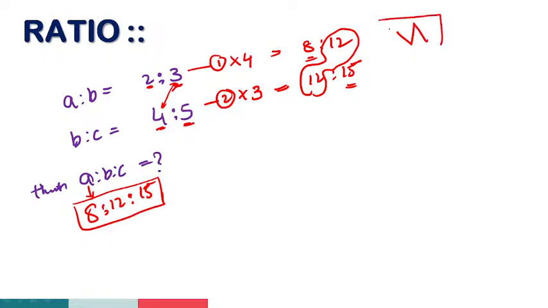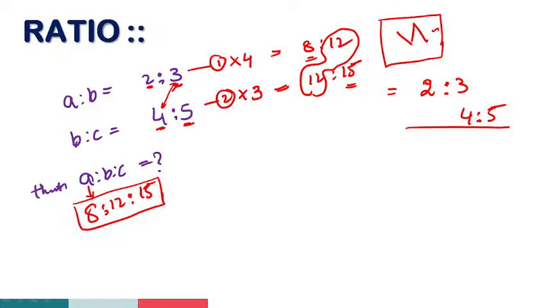Just remember the symbol, guys. It looks like a China code. The given information: A is to B is 2 is to 3, and B is to C is 4 is to 5. Note it down like this, guys.